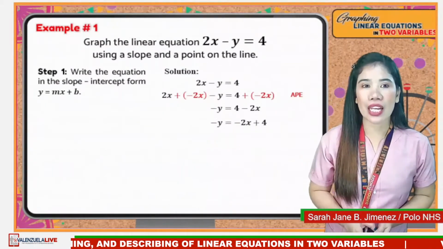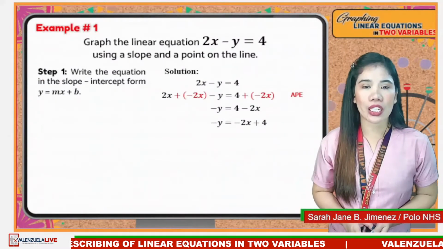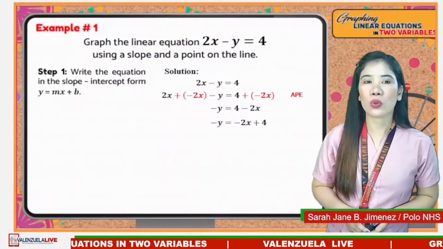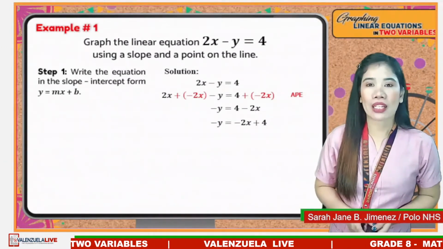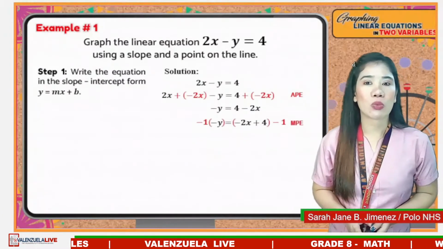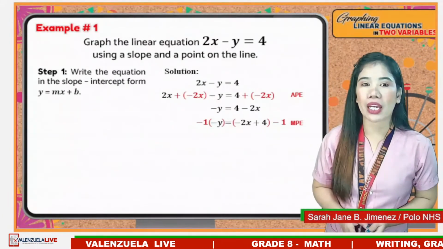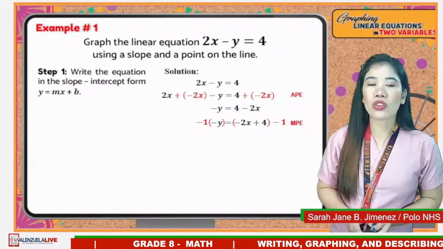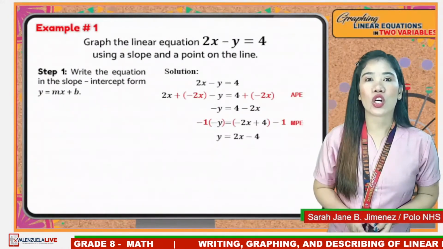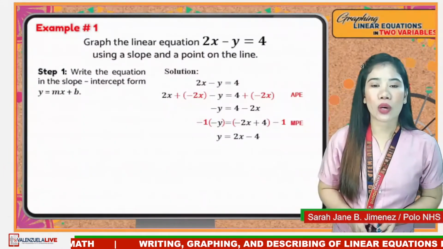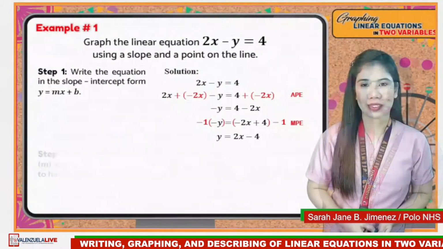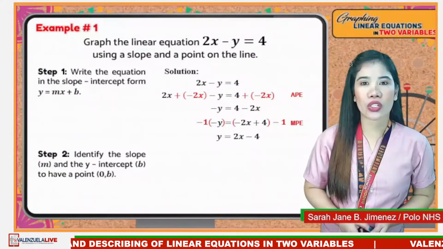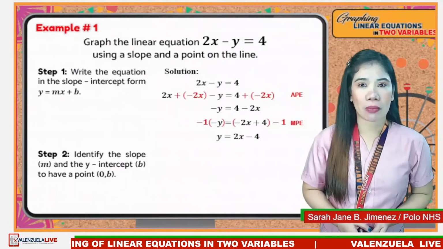Arranging the terms in the right side using the commutative property, it will become negative y is equal to negative 2x plus 4. To make negative y positive, we can use multiplication property by multiplying both sides by negative 1. Thus, the slope-intercept form of the given equation is y equals 2x minus 4. For step number 2, identify the slope m and the y-intercept b to have a point 0, b.